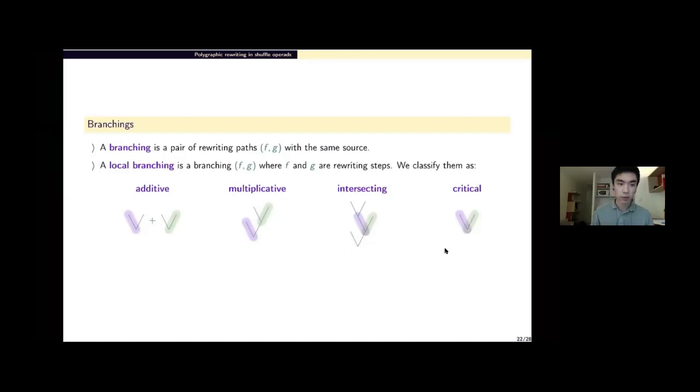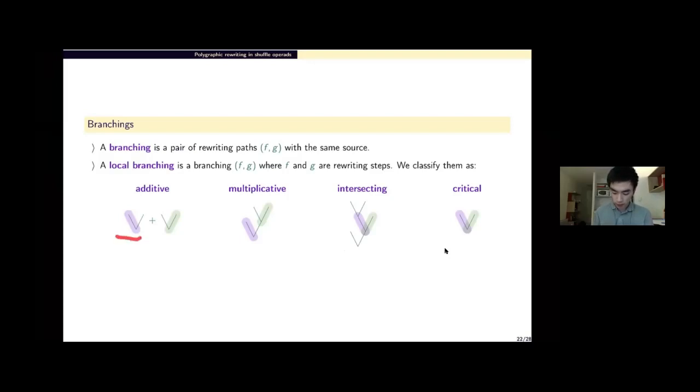The next notion of rewriting is a branching, which is a pair of rewriting paths with the same source. Recall that my example had 2 rewriting paths with the same source. And they were actually local branchings because both paths were rewriting steps. And we can classify these.